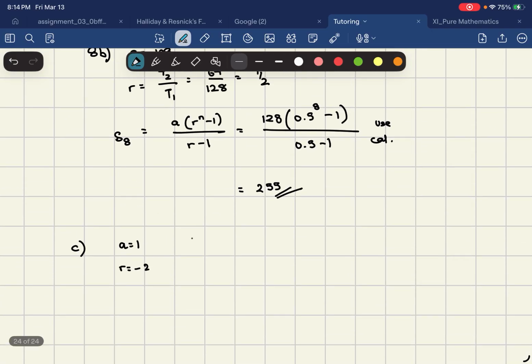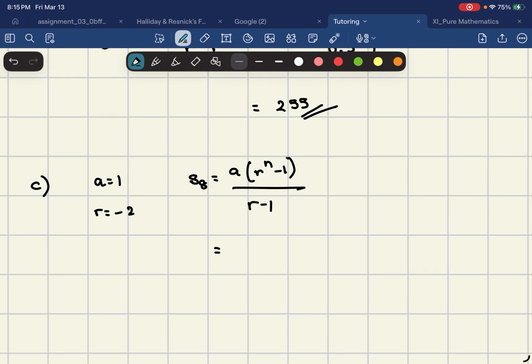And we just want to repeat. S of 8 is going to be a(r to the power n minus 1) divided by r minus 1. So 1 times anything is just the whole same thing. So you have negative 2 to the power 8. Remember, r, you have to put it in brackets here. Minus 1 divided by negative 2 minus 1. So negative 2 to the power 8 minus 1. I believe that is power 8. Negative 2 to the power 8 is 256, minus 1 is 255, divided by minus 3.